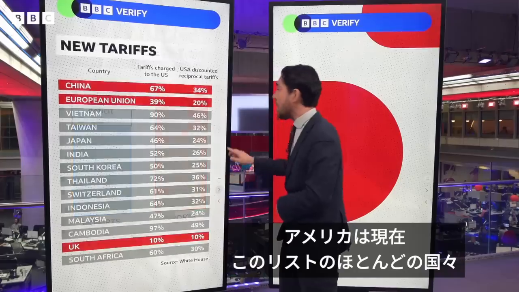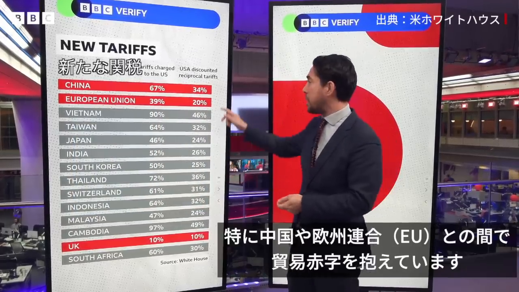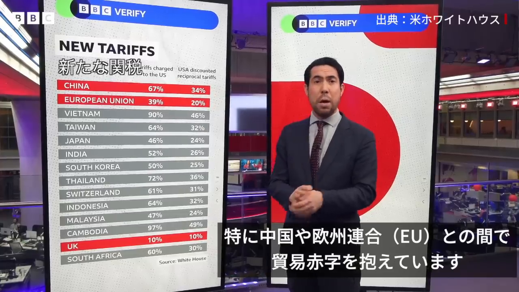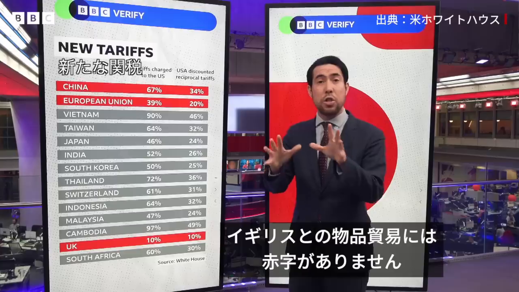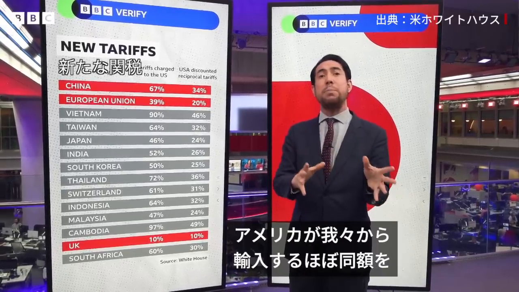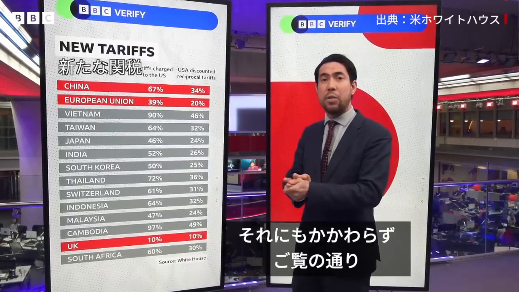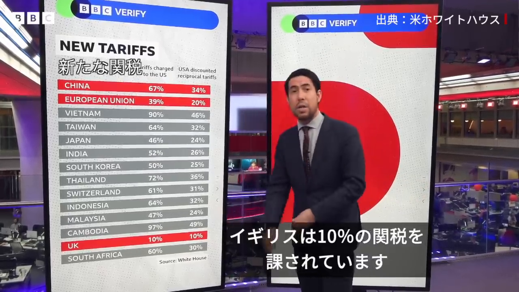Now, America has run trade deficits with most of the countries on this list, notably China and the European Union. But US data shows that the US does not run a goods trade deficit with the UK. We buy roughly as much from America as they buy from us, and yet, as you can see, the UK is still getting hit with a 10% US tariff.